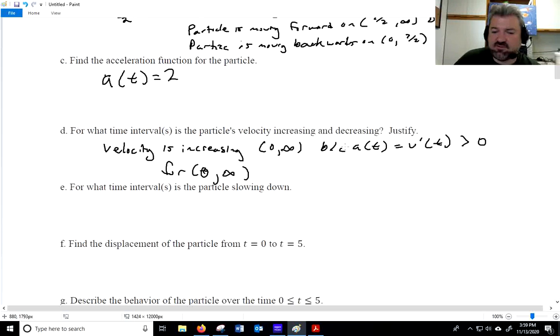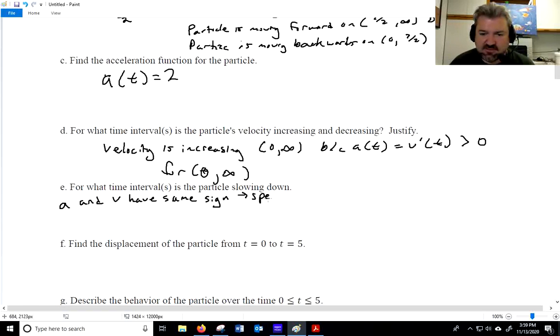So it turns out that we know that we are slowing down or speeding up depending on whether acceleration and velocity are working together. In other words, if they have the same sign, we know we are speeding up. That means that we are increasing our velocity in the direction that we're going. And if acceleration and velocity have opposite signs, that means we're slowing down.